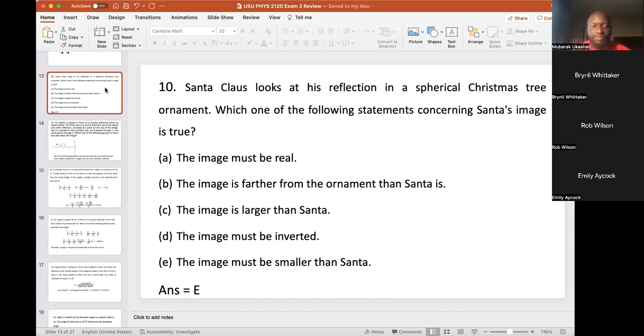That's not true, because this image is going to be a virtual image. It's going to be behind the mirror, of course, because Santa is going to see himself inside the mirror. The image is farther from the ornament than Santa is. No, not necessarily. It depends on where the person is. And then the image is larger than Santa. Nope. The image must be inverted. Nope. So it's not a must. The image must be smaller is the only thing that is correct in this case.